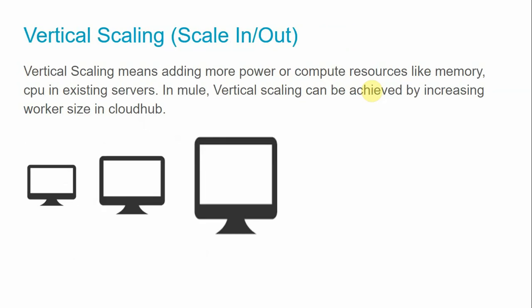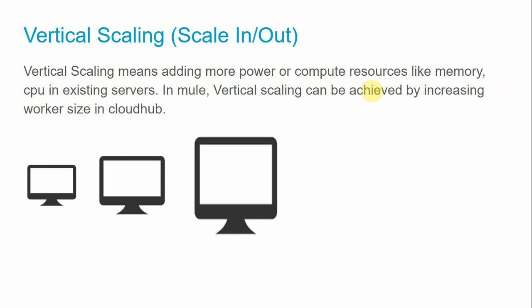Now I will go to the next topic, that is vertical scaling. In vertical scaling, we are not increasing the number of machines in your pool of resources. Instead, we will increase the compute resources, or add more power to your existing machine. So basically, we are going to increase the CPU, or the RAM or memory of your existing machine. In Mule, horizontal scaling can be achieved by increasing the number of workers, whereas vertical scaling can be achieved by increasing the worker size. That is how you can achieve horizontal scaling and vertical scaling in MuleSoft when the application is deployed to CloudHub.